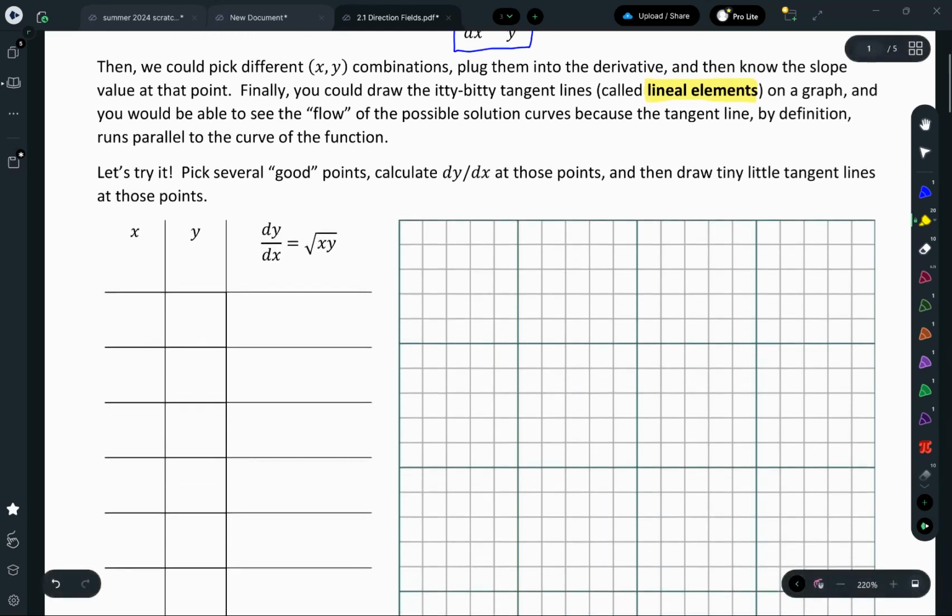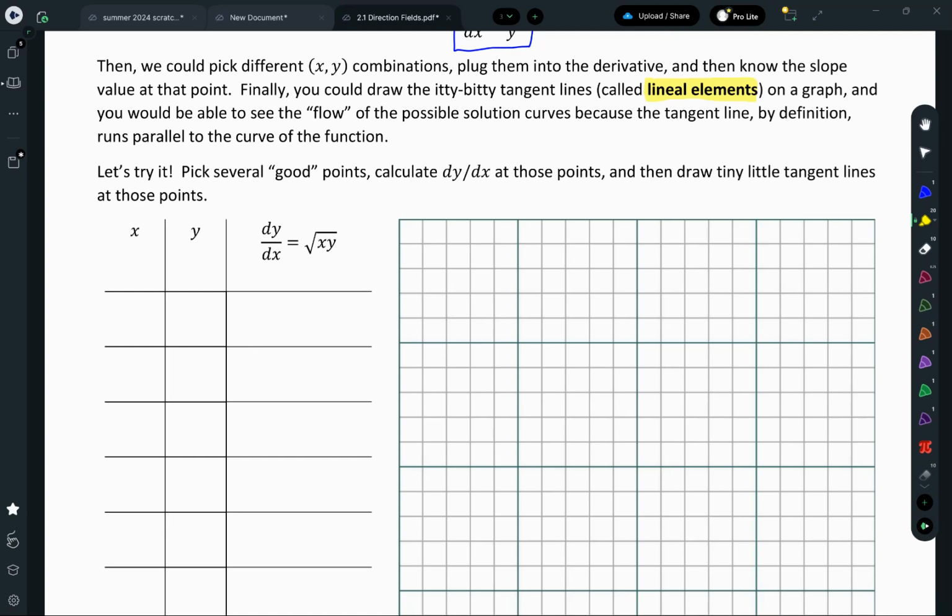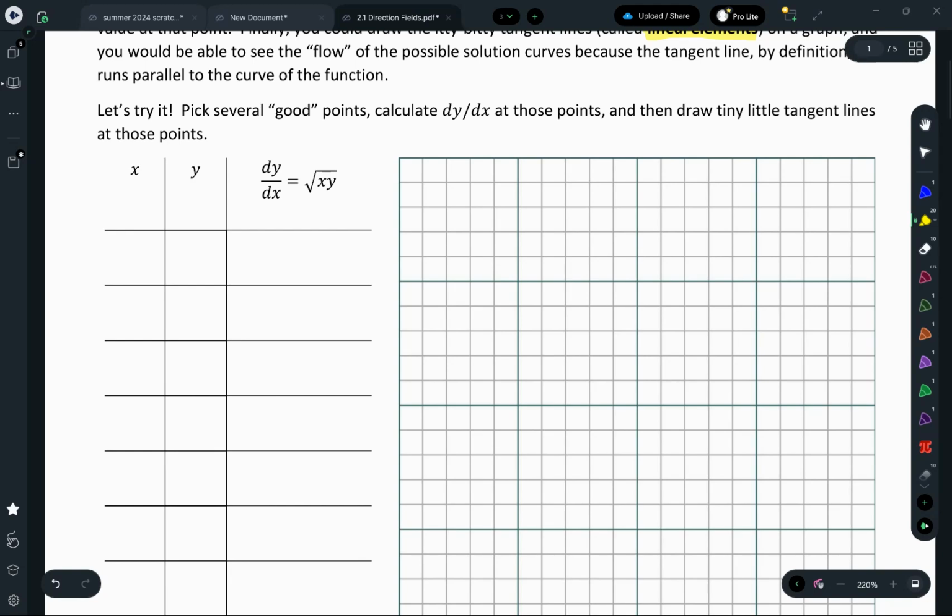We're going to pick several quote-unquote good points and calculate dy/dx at those points, and then draw tiny little tangent lines at those points. Our particular differential equation is dy/dx is equal to the square root of xy. And so I want to pick different x, y values and plug them in and see what happens. Before I go anywhere with this, though, what I should do is get an x, y axis drawn on here, because I just have generic graph paper drawn on here.